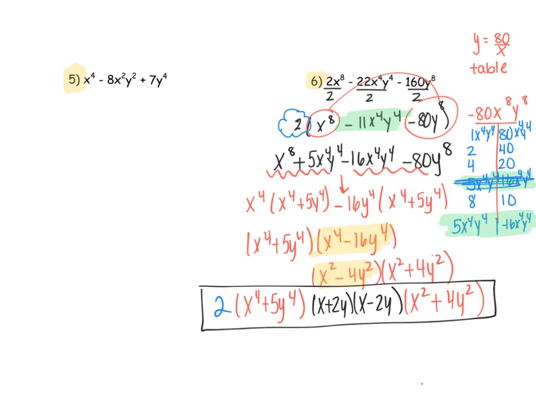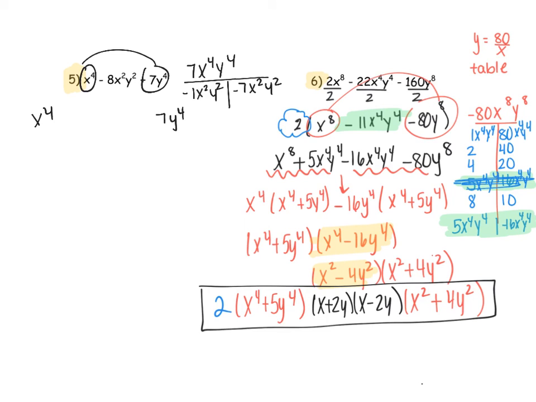Okay, so you multiply the first and the last, and this gives you 7x to the fourth, y to the fourth. And the pair that added to the middle term was actually a negative 1x squared, y squared, and a negative 7x squared, y squared. So bring down the first term, bring down the last term, and fill the middle with the terms that added to a negative 8x squared, y squared. And then just factor by grouping.